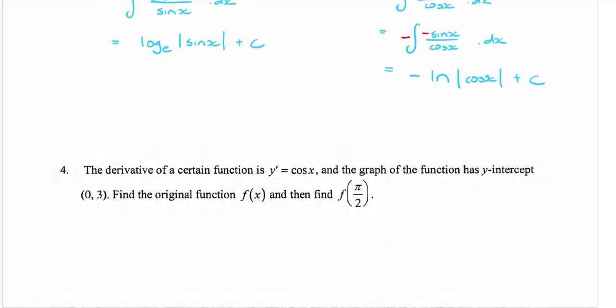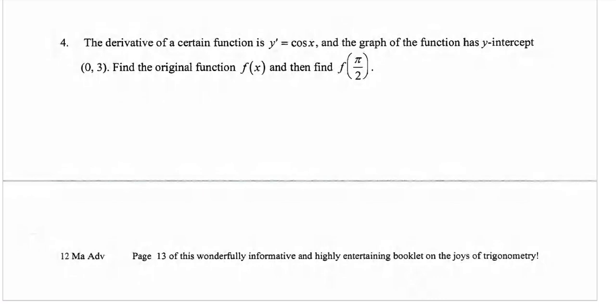Question 4. The derivative of a function is y dash equals cos of x, and the graph of the function has a y-intercept at (0, 3). Find the original function f of x, and then find f of pi on 2. We are working from the derivative, and we want to go back to the original function, which means we're integrating. So if I want to find out what y is, I need to integrate cos of x, because it's the derivative. If I integrate it, I'm going backwards to the original.